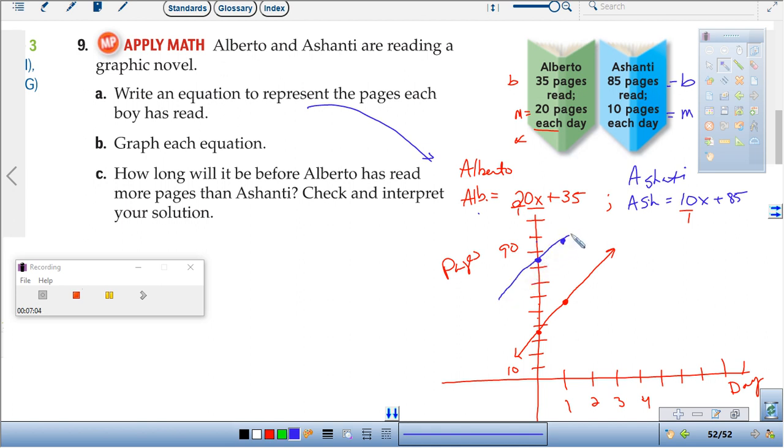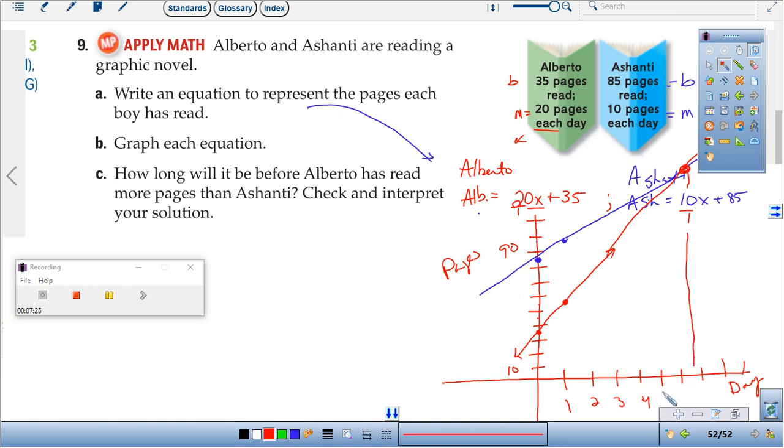So if you look at this, oh, great. This one should be a little steeper. They're going to cross somewhere there. What do you think about this? How many days do you think this is?